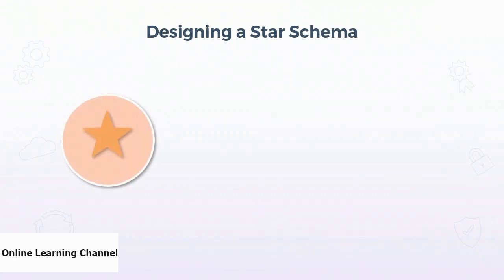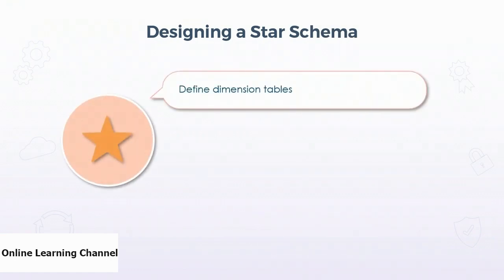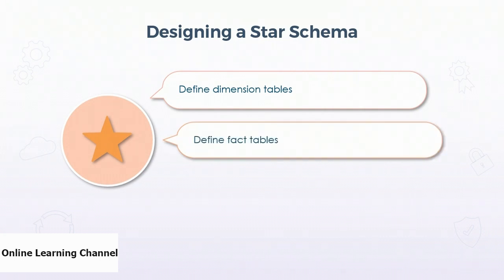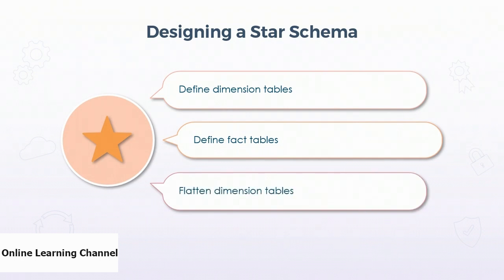So how do you design a star schema? You're going to define your dimension tables, and you'll also define fact tables, which have foreign keys to those dimension tables. And you will want to ensure your dimension tables are flat, or in other words, have no foreign keys to other dimension tables. This results in the star shape of fact tables in the center, surrounded by dimension tables, each connected to a fact table via a foreign key. In the following slides, we'll dig into these 3 steps in more detail.